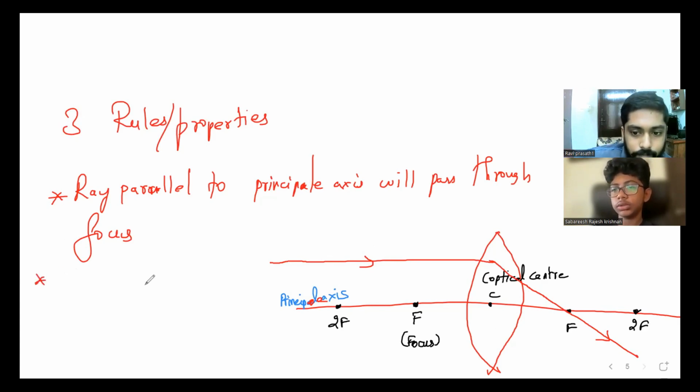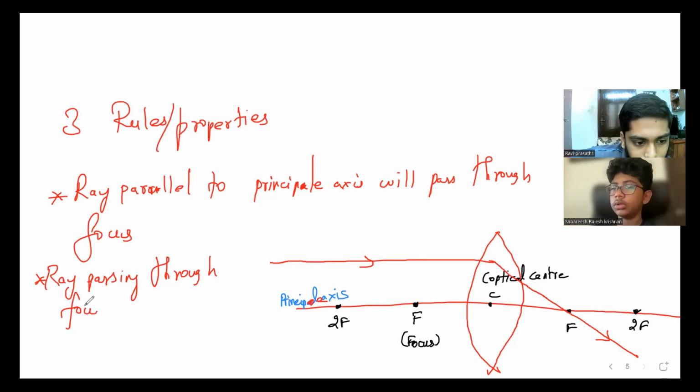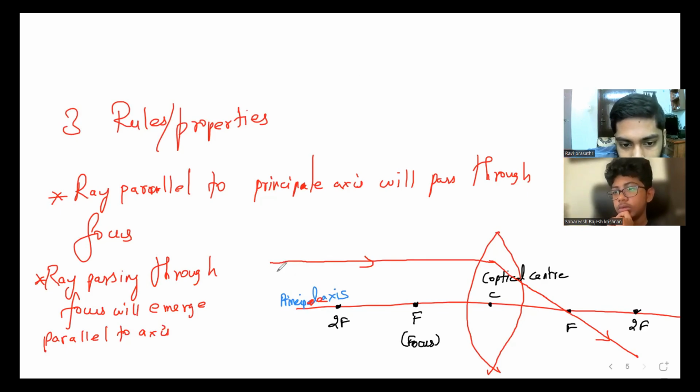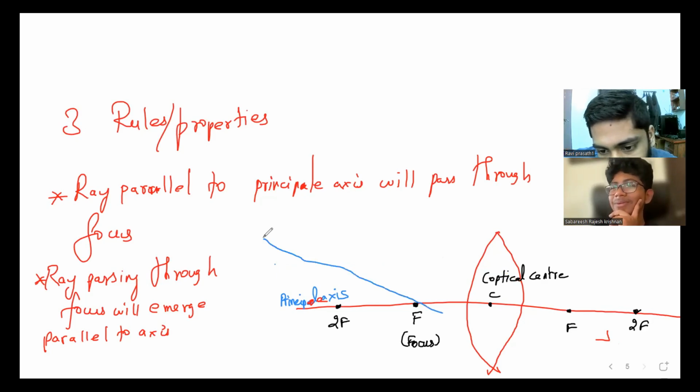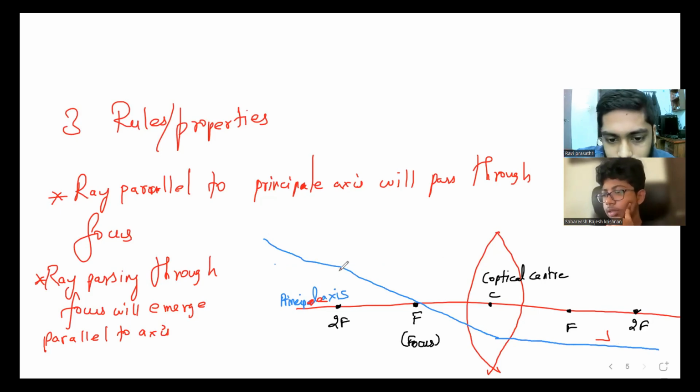Now the next one is the opposite of that, or we say it as ulta. That is, a ray passing through the focus will emerge parallel to the axis. Clear? Assume that a ray is actually passing through the focus. I'll draw another diagram here. After refraction, it will emerge parallel to the principal axis.